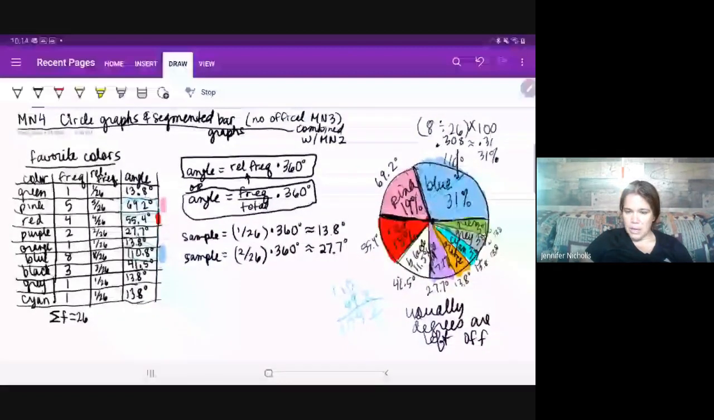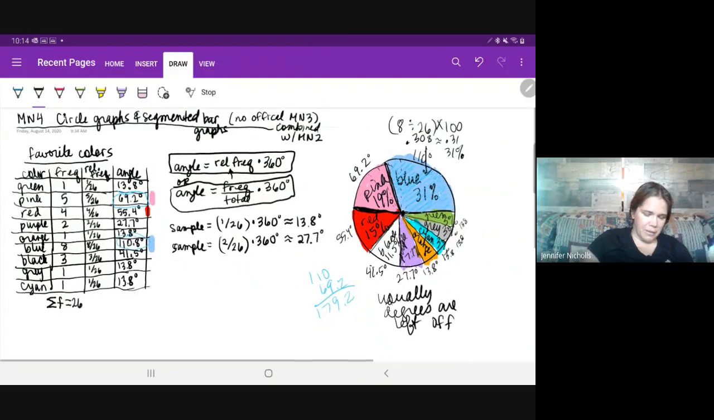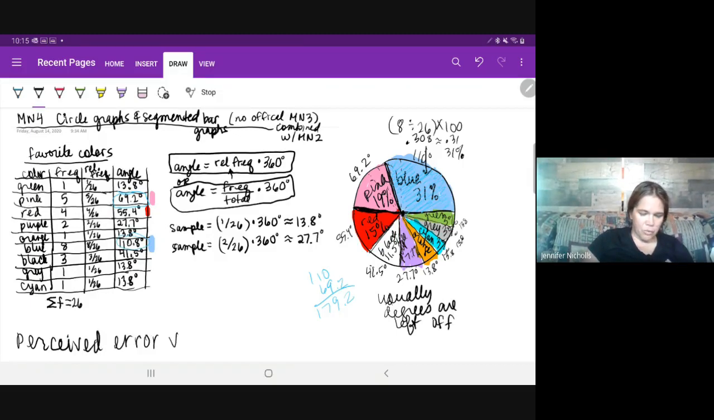What do you think? Do you feel like you have a chance to be able to do the circle graph? Kind of complicated, but not impossible. Valuable. Let's talk about errors in circle graphs. There's real errors and then there's perceived errors. So let me just write perceived error versus real error.